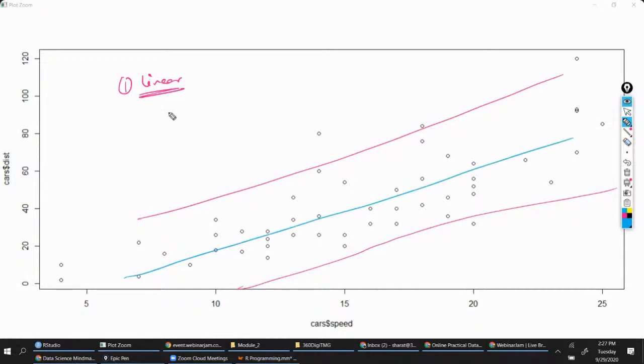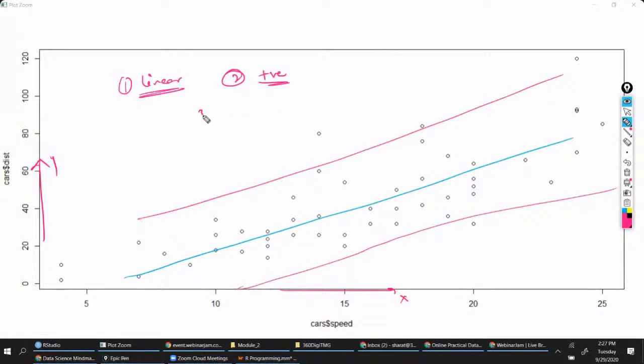Next, the second thing is the direction. Very clearly you can say that it is a positive direction, because as x is increasing, your y is also increasing, right? So it's a positive direction. And in the graph also, you can see it is going upwards, right? It's moving upwards. So this basically says positive direction.